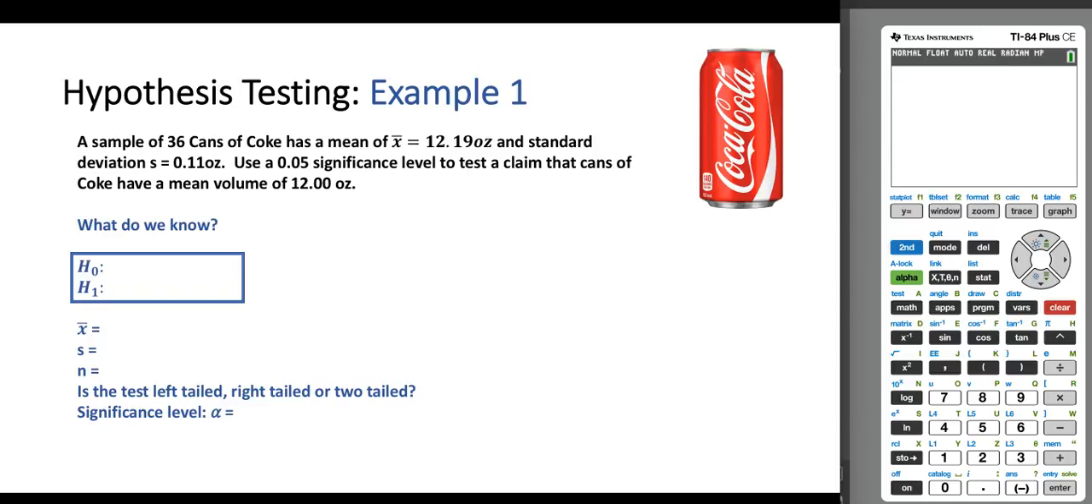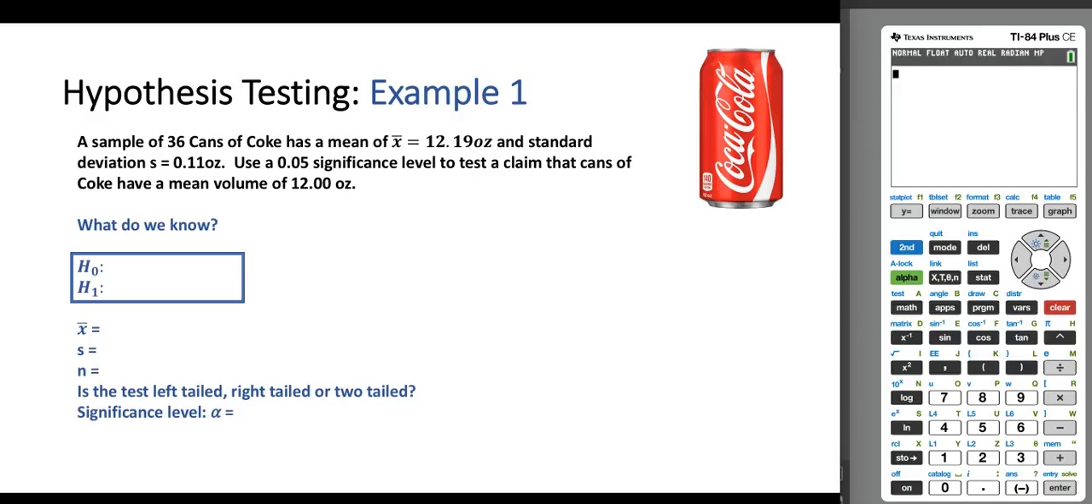In a sample of 36 cans of Coke, they have a mean volume of 12.19 ounces, and the standard deviation is 0.11 ounces. Use a 0.05 significance level to test a claim that cans of Coke have a mean volume of 12 ounces.